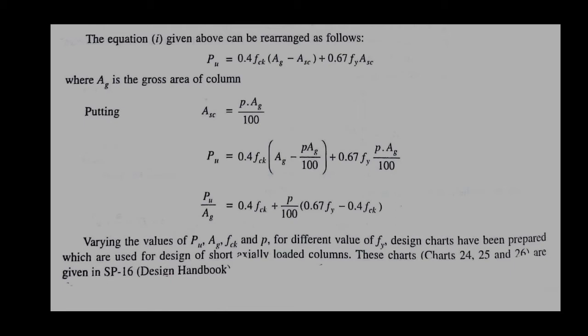For varying values of Pu, Ag, fck and p, for different values of fy, design charts have been prepared, which are used for design of short axially loaded columns. These charts are given in SP16, chart numbers 24, 25 and 26, which are mainly used for this.